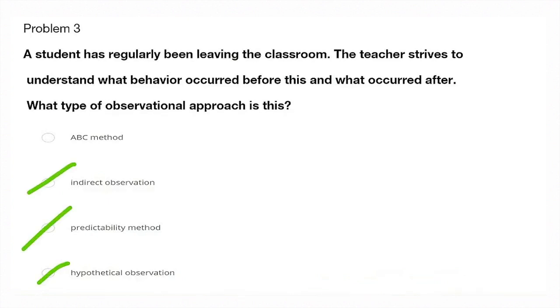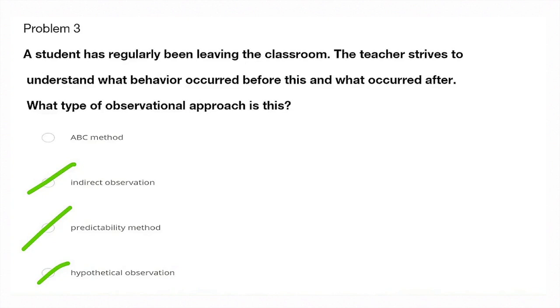When we think about the indirect observation, this particular observation involves collecting data through reports or discussions rather than direct observation of the behavior. It does not fit this particular scenario because the teacher is observing the student. Now let's go ahead and look at predictability method. This is not a recognized observational approach at all, really. It is more than likely an unlikely choice here. And then we have hypothetical observation. This term is vague and not a formal behavior analysis system at all.